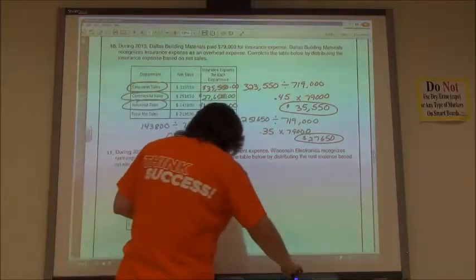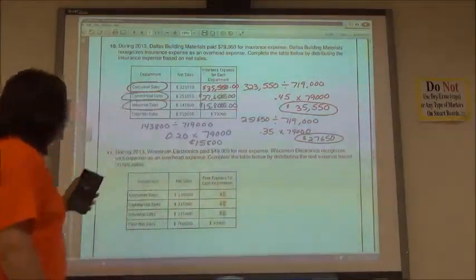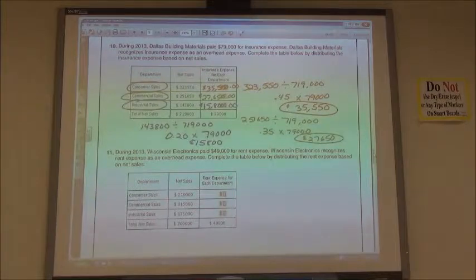Number 11, going to be the same kind of thing. During 2013, Wisconsin Electrics paid $49,000 for rent expenses. Wisconsin Electronics recognizes rent expenses as an overhead expense. Complete the table by distributing the rent expense based on the net sales.